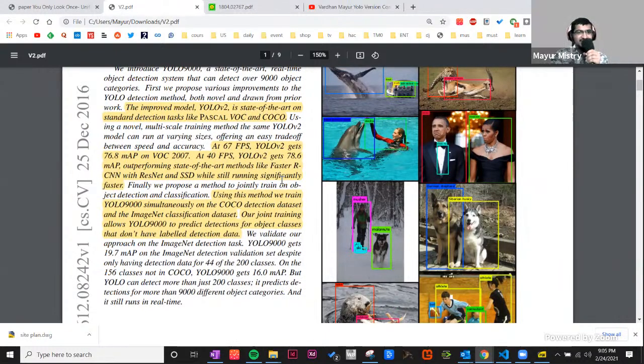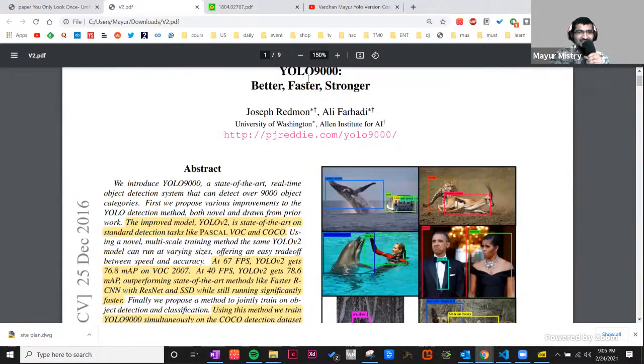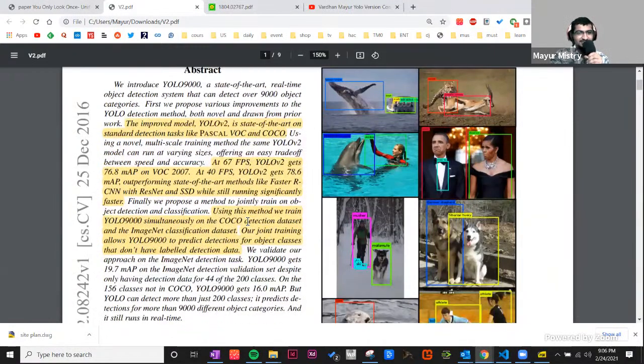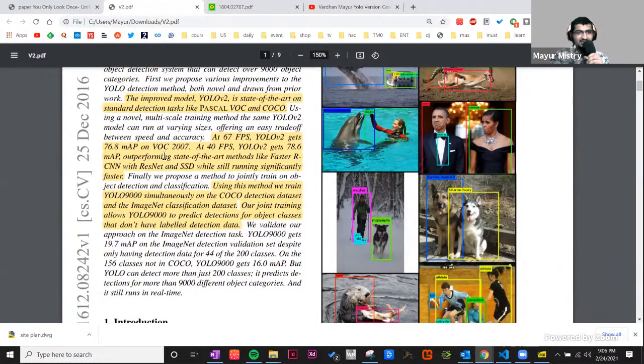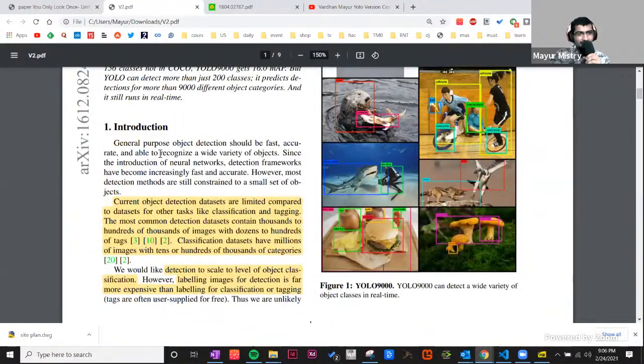I see. So yeah, I think the paper says better, faster, and stronger. As you can see, from 45 to 67 frames per second with good accuracy, it's a big jump. Right.